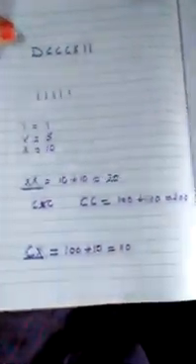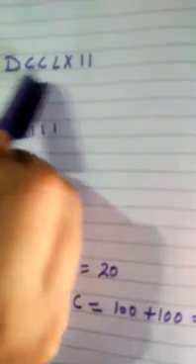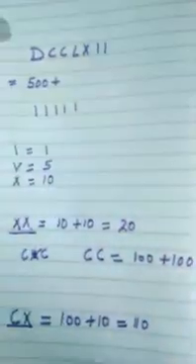Now students, in the beginning, I asked one question to you. What is the value of this symbol? Mr. Leo was counting the stars at that time. Now we will decode this value. What is the value of D? 500, plus what is the value of C? 100, plus what is the value of C? 100.